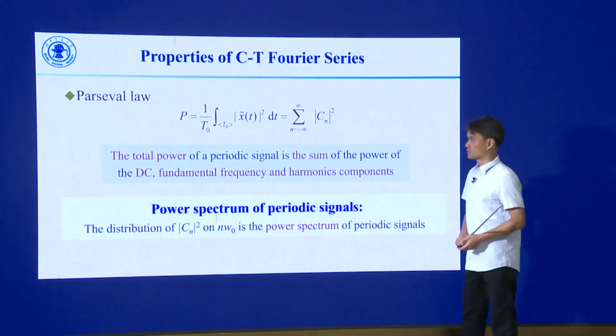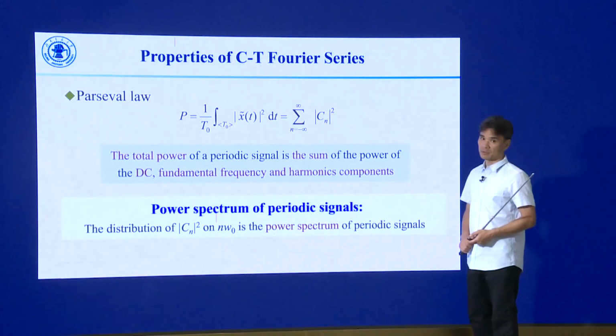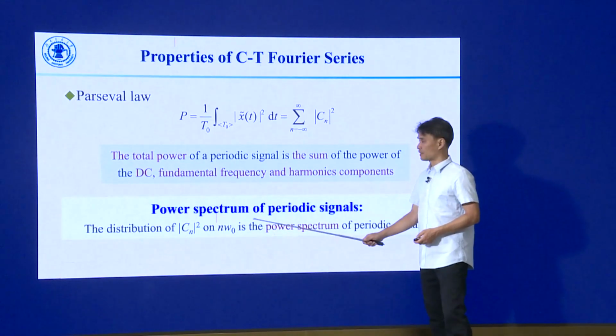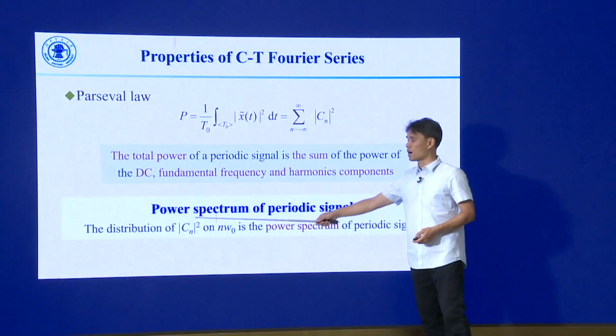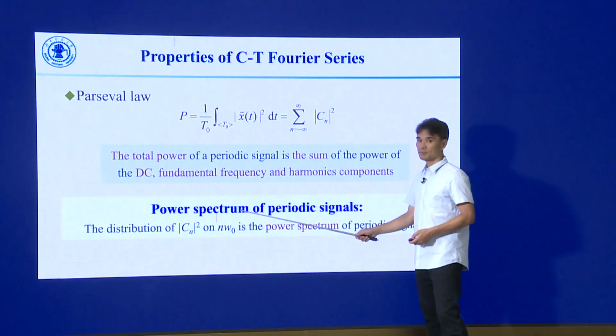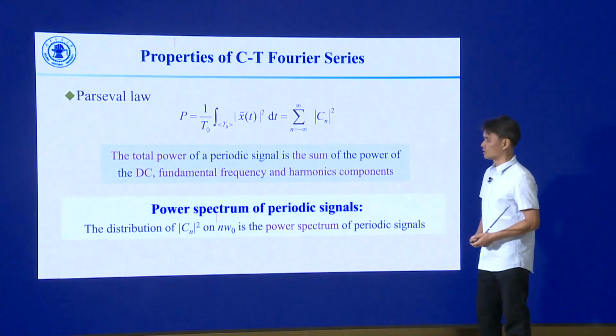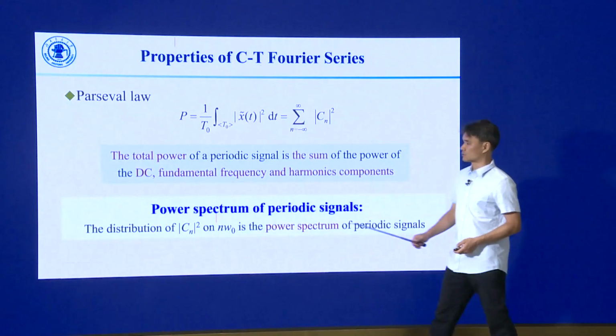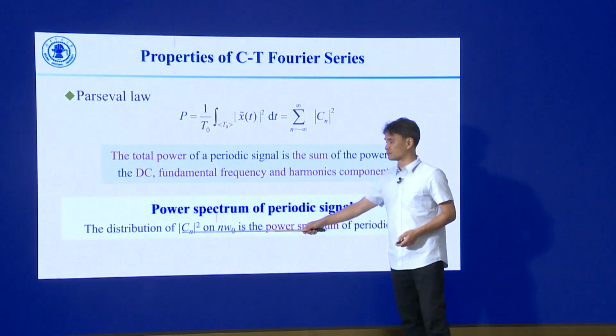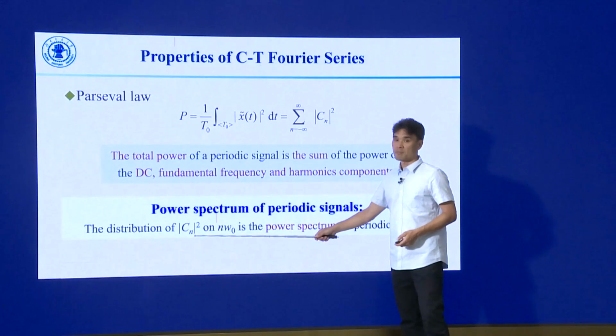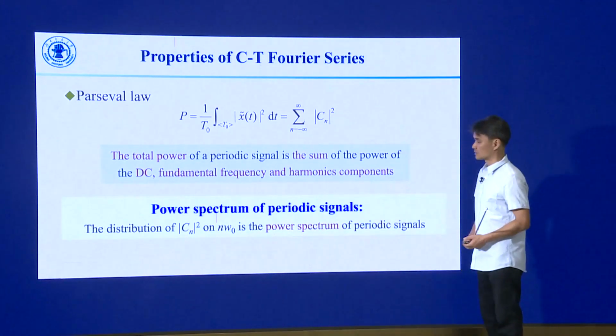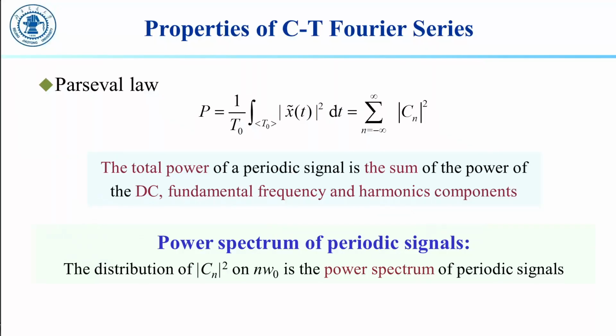Before we proceed to the next page, we want you to understand an extra concept, which is the power spectrum. The power spectrum of a periodic signal is the distribution of the squared magnitude of the amplitude spectrum of the original signal. That is the definition of the power spectrum of a periodic continuous time signal.